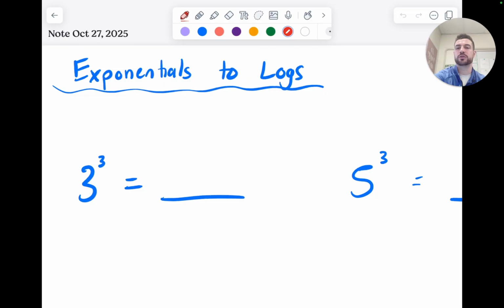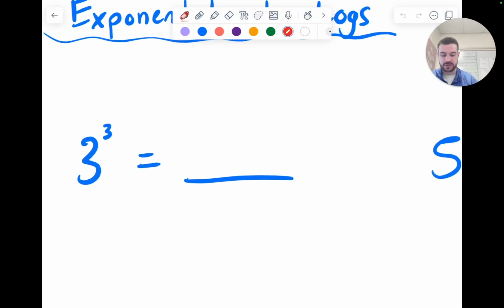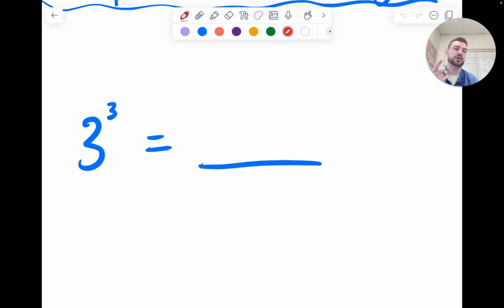Today what we're going to do is work on discussing exponentials and logarithms, or logs. So if you take a look at our warm-up problem here, it says 3 to the third power is equal to, well, 3 times 3 is 9, times 3 is 27. All right, so this should be something we're comfortable with.